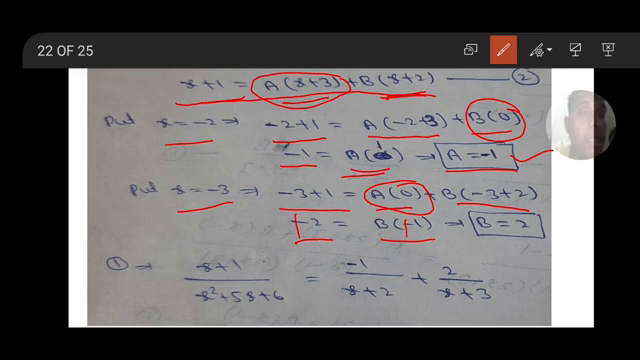Minus b equal to 2, so b equal to minus 2... a equal to minus 1, b equal to 2. So substitute in the equation. X plus 1 by x square plus 5x plus 6 equal to minus 1 by x plus 2 plus 2 by x plus 3. Minus 1 by x plus 2 plus 2 by x plus 3 is the answer.